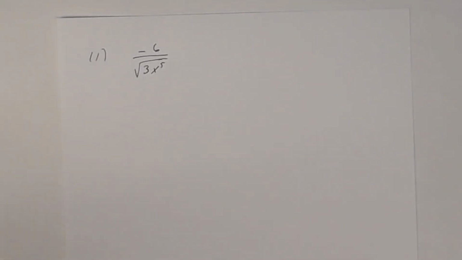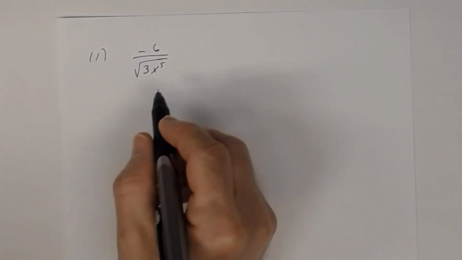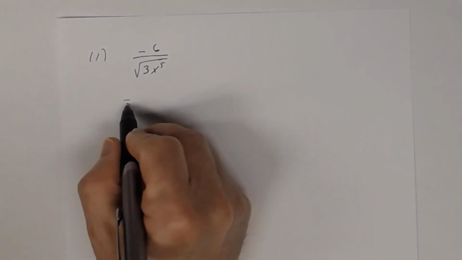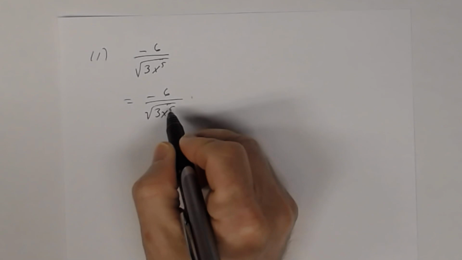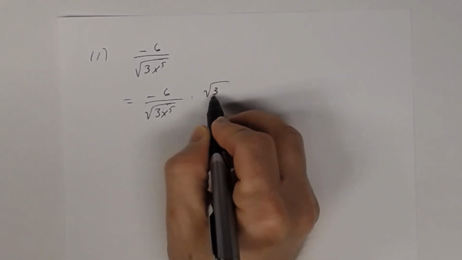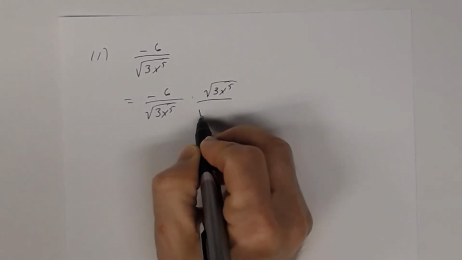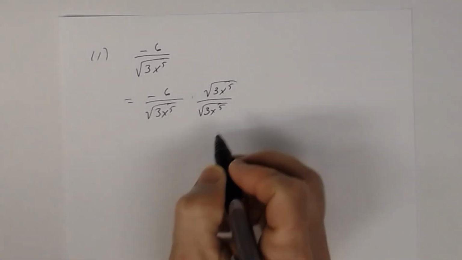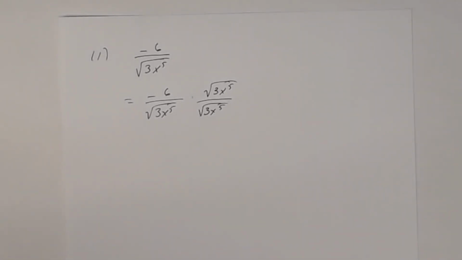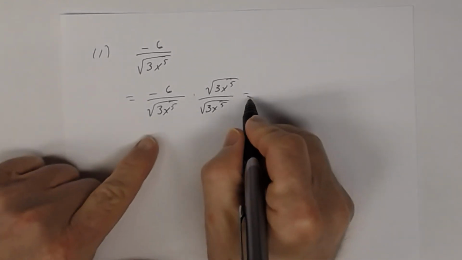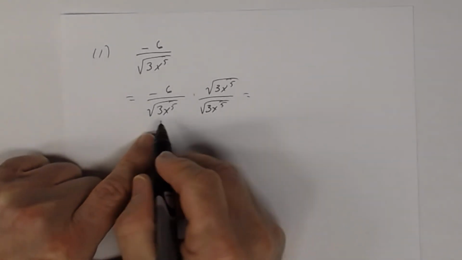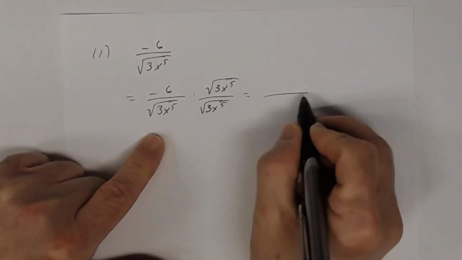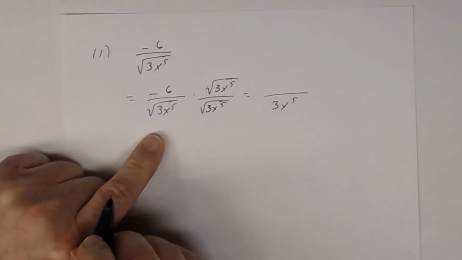All right, so again, what many students will do is they'll see that square root, and then they'll just say, well, I'm going to get rid of that square root by just multiplying both numerator and denominator by that denominator. And that's definitely true. You can definitely do that. And that's what most students would do. That's probably what I would do. All right, and so now notice the square root of 3x to the fifth times the square root of 3x to the fifth is 3x to the fifth, right?